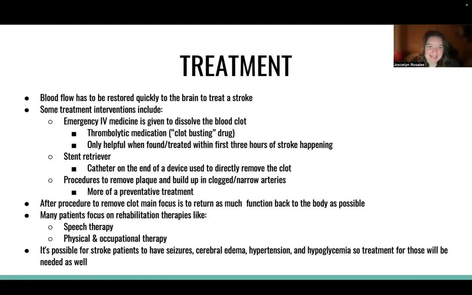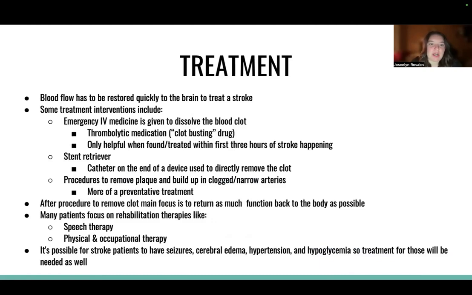There's a stent retriever, which is basically a catheter on the end of a device used to go into the body and directly remove that clot wherever it is. Procedures to remove plaque and buildup in clogged or narrow arteries, which is more of a preventative treatment, but doctors will go in and clear those arteries so that blood clots don't happen or travel.